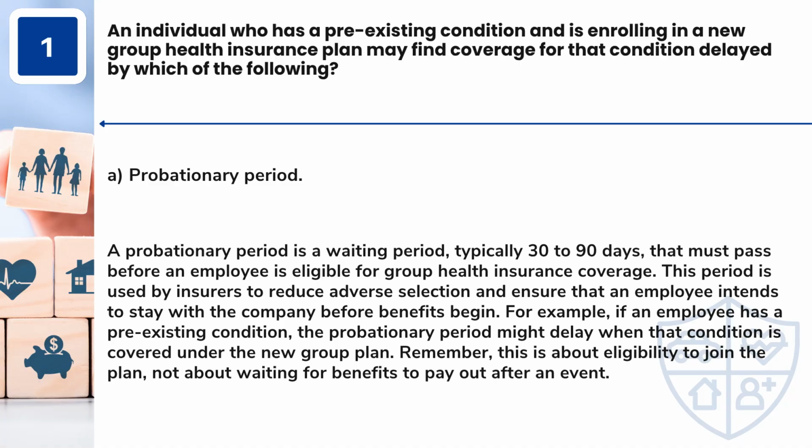Answer: A. Probationary period. Explanation: a probationary period is a waiting period, typically 30 to 90 days, that must pass before an employee is eligible for group health insurance coverage. This period is used by insurers to reduce adverse selection and ensure that an employee intends to stay with the company before benefits begin. For example, if an employee has a pre-existing condition, the probationary period might delay when that condition is covered under the new group plan.